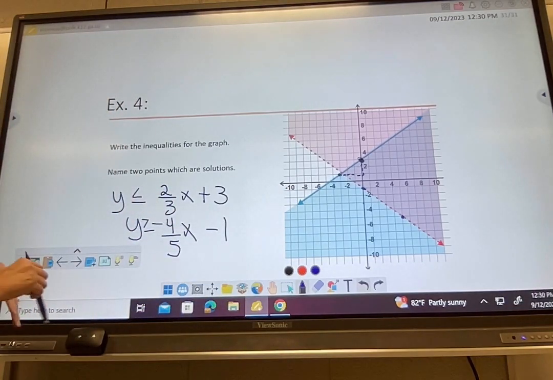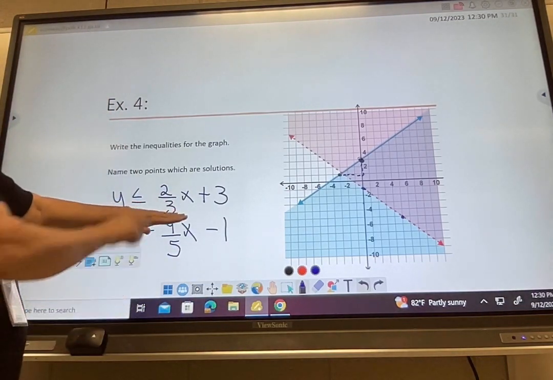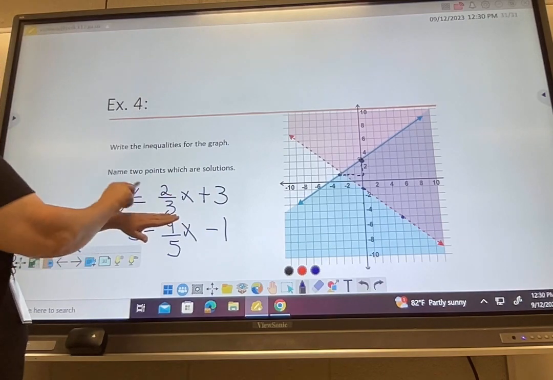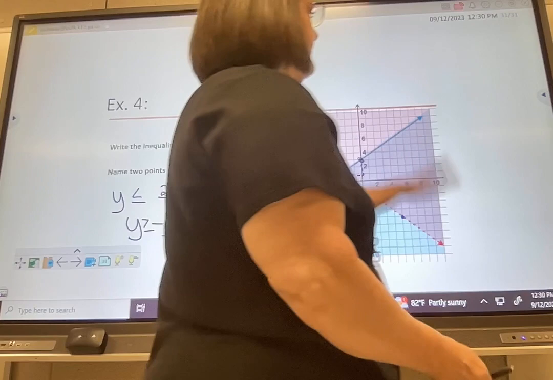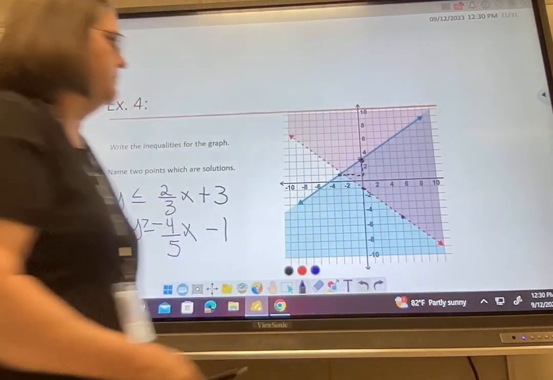Now, if you need to, you can use Desmos. You can put this in Desmos and then play around with your inequality signs and figure out which one shades this way if you get confused. So you can do that.